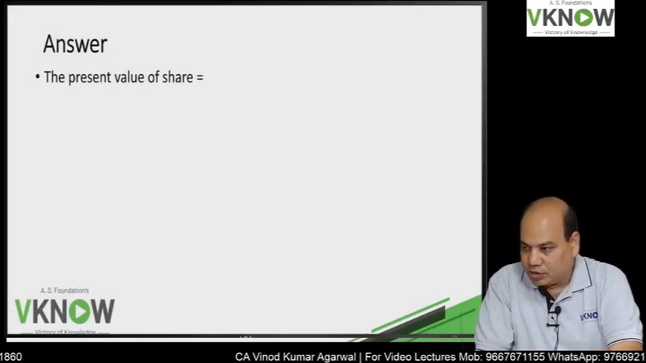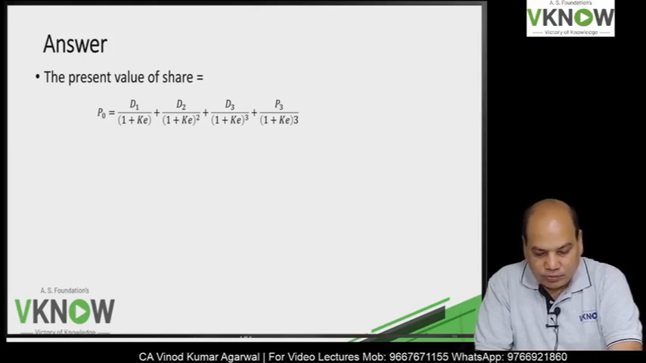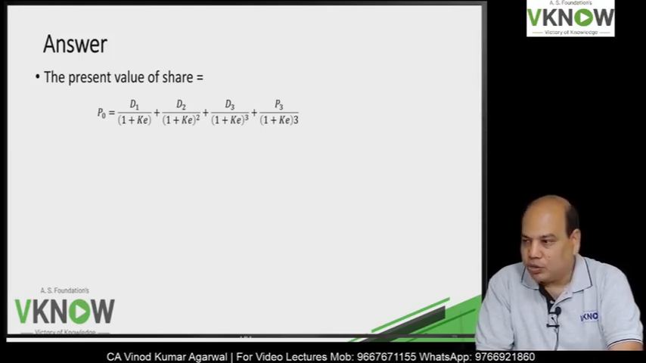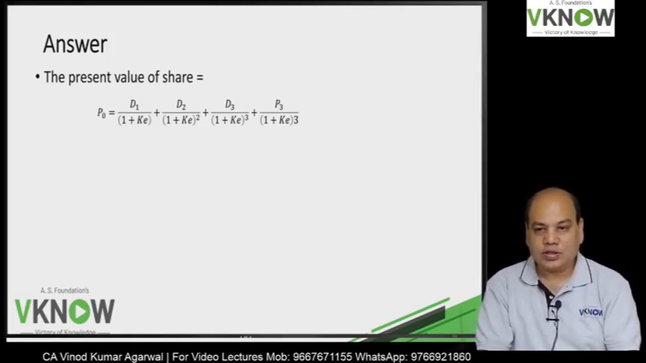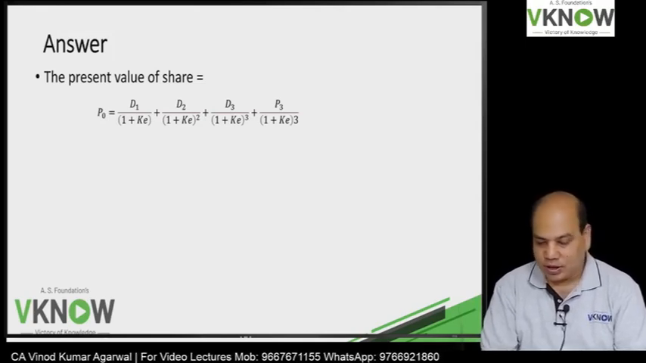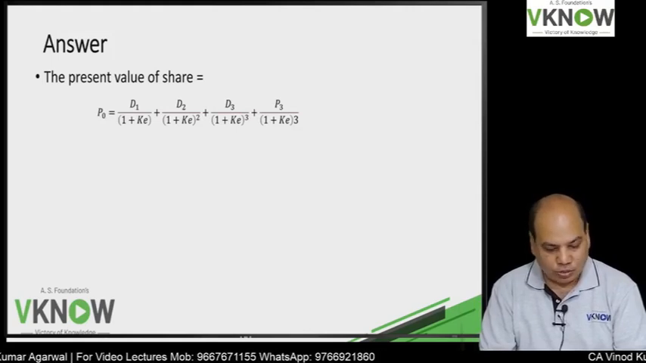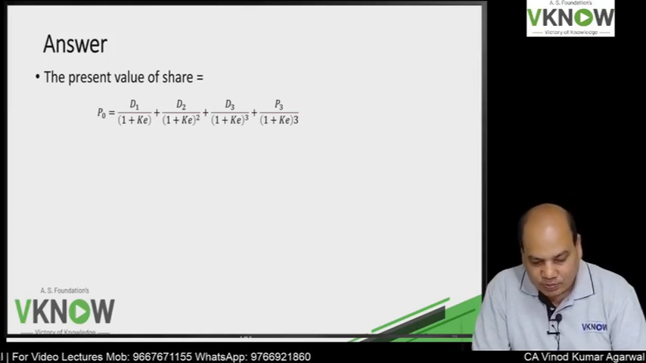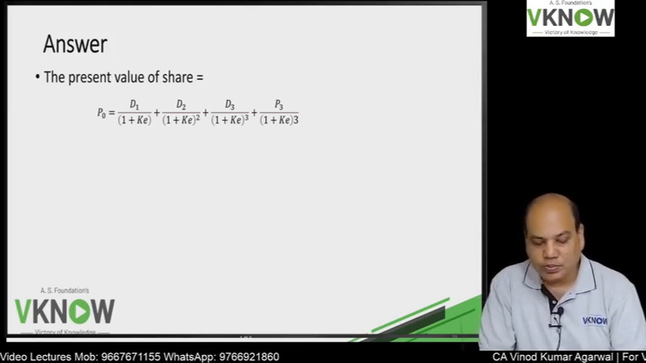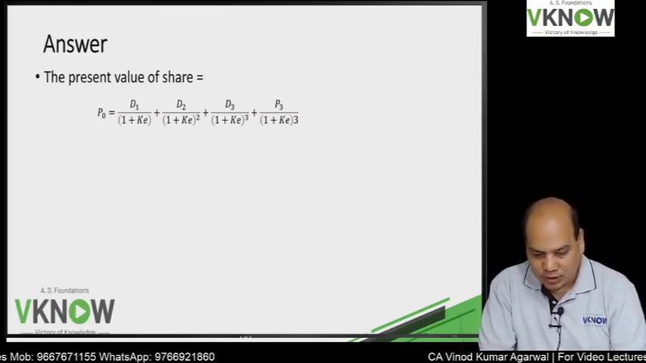The present value of share is equal to P0 equal to. You can present in tabular format or in equation format; both are okay. Who will give me the answer? All the students studying at home, kindly reply. P0 equal to D1 upon 1 plus Ke, plus D2 upon 1 plus Ke to the power 2, plus D3 upon 1 plus Ke to the power 3, plus P3 upon 1 plus Ke to the power 3 again.